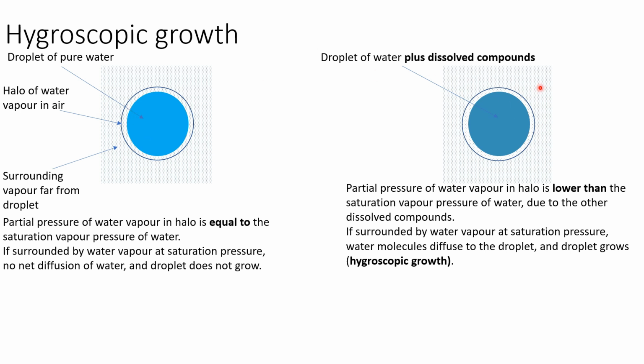Now, instead of pure water, if we have water plus dissolved compounds, those dissolved compounds are going to suppress the partial pressure of water in the halo immediately over the droplet surface. Because the partial pressure of water vapour in this halo is now lower than saturation vapour pressure, if the surrounding vapour is at saturation pressure, then water molecules will diffuse to the droplet and the droplet will grow. That's hygroscopic growth. So this growth occurs when the surrounding gas has water at saturation vapour pressure, at 100% relative humidity, and the water droplet has some dissolved compounds.